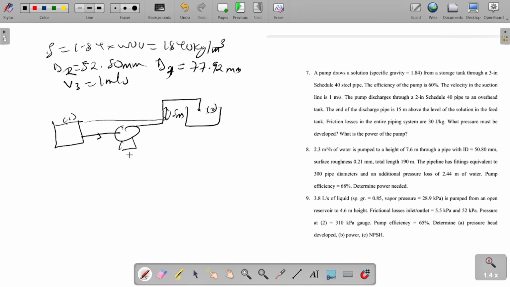So we have this one, and they say that the velocity in the suction, here is point 3 and here is point 4. The velocity in the suction line is 1 meter per second. And they give us an HF of 30 joule per kg, that's the friction loss in the piping system. They give us the change in Z to be 15 meters, then efficiency to be 60%. So over here you write a Bernoulli's equation between point 1 and point 2.